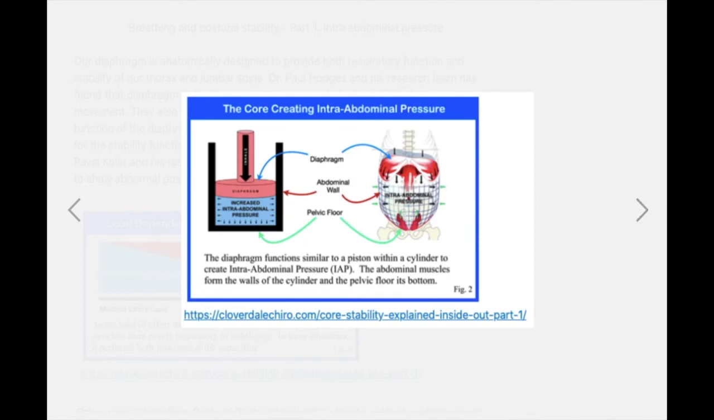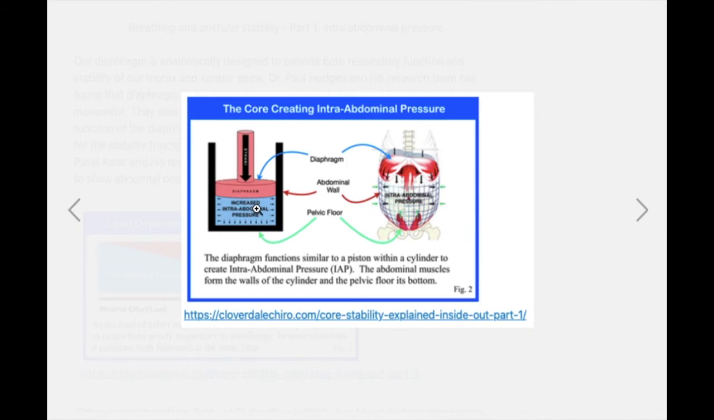counter this intra-abdominal pressure. As you can see in the picture on the left-hand side, our abdominal cavity is often compared to an engine cylinder, with the diaphragm representing the piston that exerts the force downward. This is a great analogy if we want to explain how the outwardly directed pressure is generated.